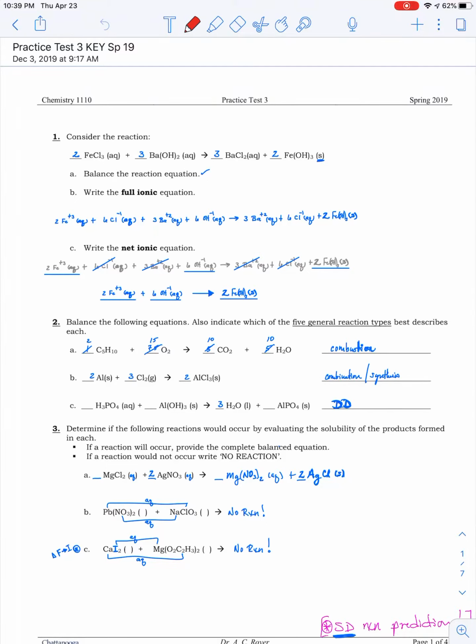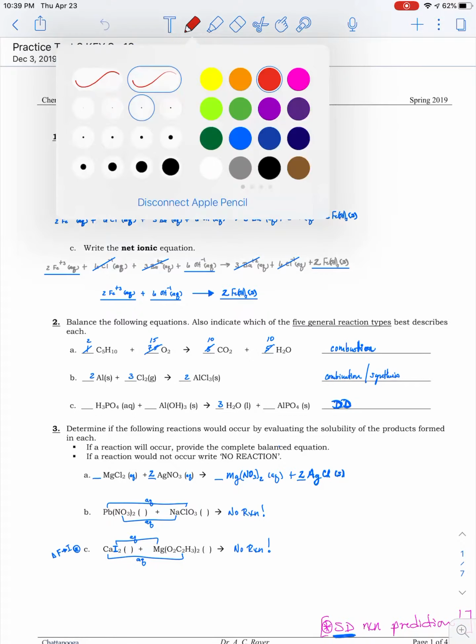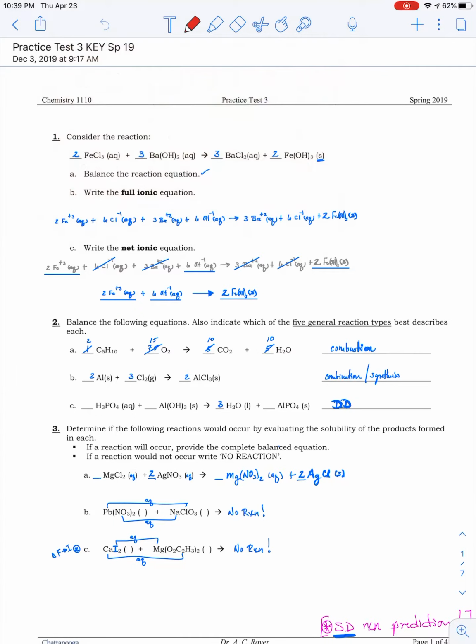Going to go over the key to the third practice test, and this is the practice test that's the paper practice test that's listed. There's some questions on here that will not be on the exam. So let's begin at the first one. This one says balance the reaction equation. Now, obviously, I'm working off the key so that you can see what's going on here.